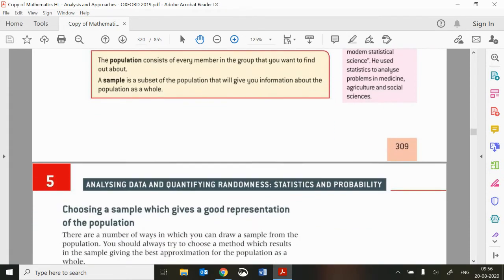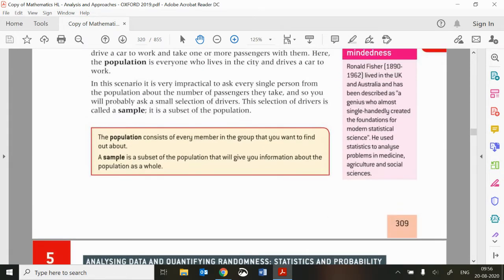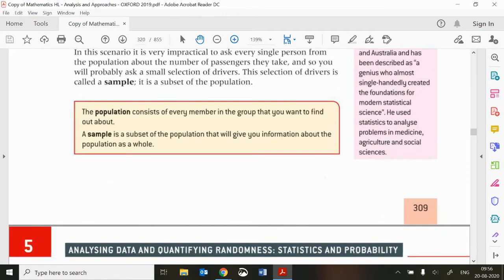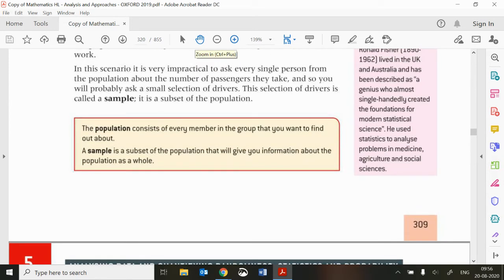So we're looking at some definitions here, where we're talking about a population and a sample. So a population consists of every member in the group that you want to find out about. So if you were interested in the school population, for example, if you were interested in finding out something about the students within the school, then the population would be all of the students in the school. But a sample is a subset of that population, that will give you information about the population as a whole.